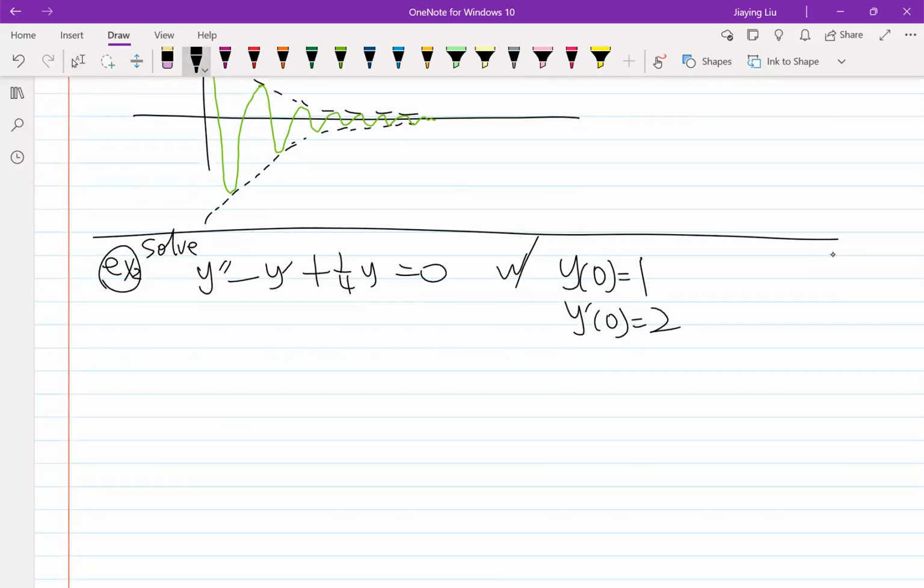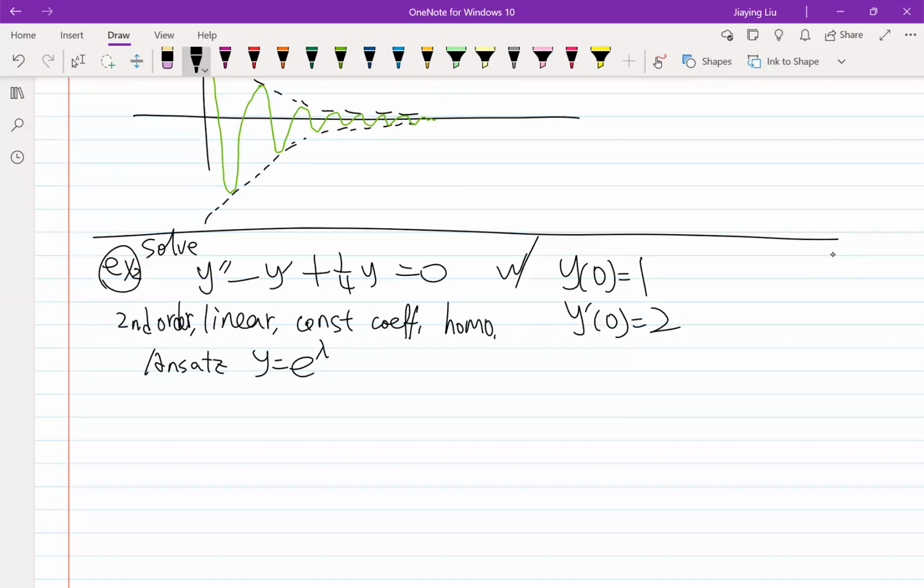What we do is that we, again, by looking at it, see this is a linear, obviously second order because of y prime, y double prime, and also constant coefficient, homogeneous. So linear, constant coefficient, homogeneous. That's really good. That means we can use the solution ansatz y equals e to the lambda x. Plug into the differential equation.